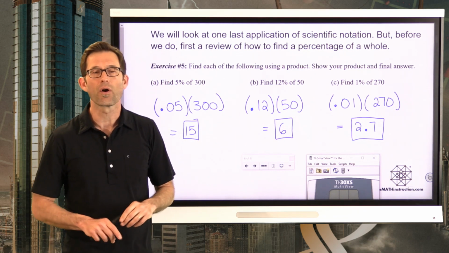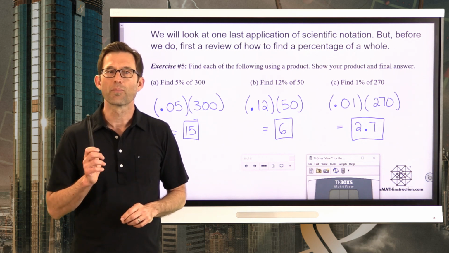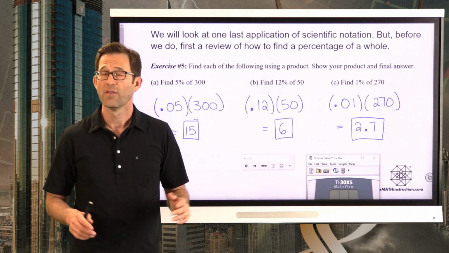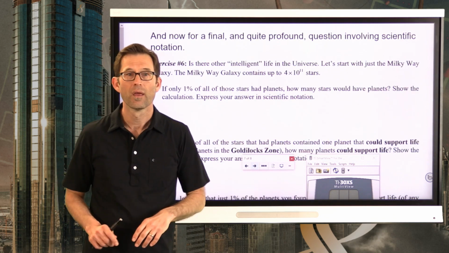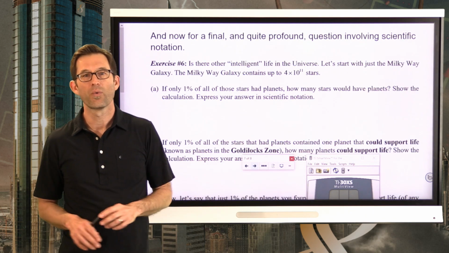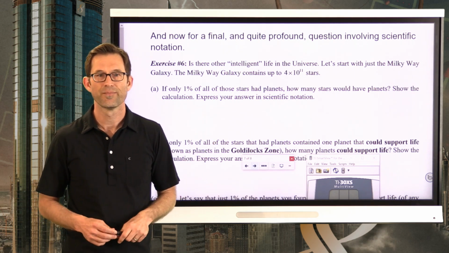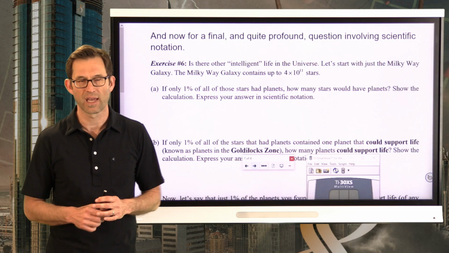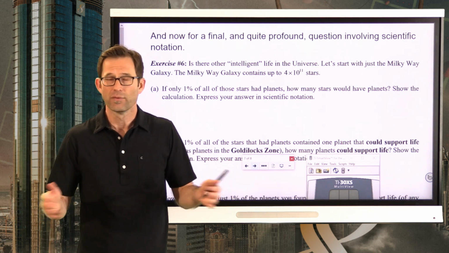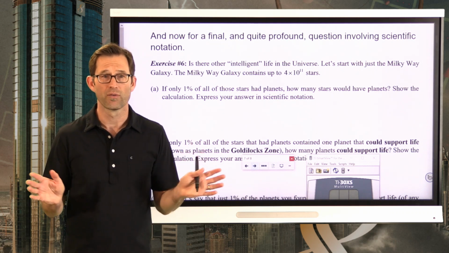So in our final exercise with scientific notation, let's look at a very profound question that hopefully you've all thought about. Final, quite profound question involving scientific notation. Let's take a look at exercise number 6. Is there other intelligent life in the universe? Okay, let's back out of it just for a second. Now, life. We all know what life is. Plants, animals, bacteria, whatever.